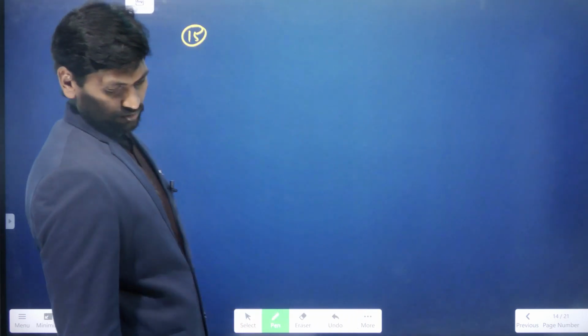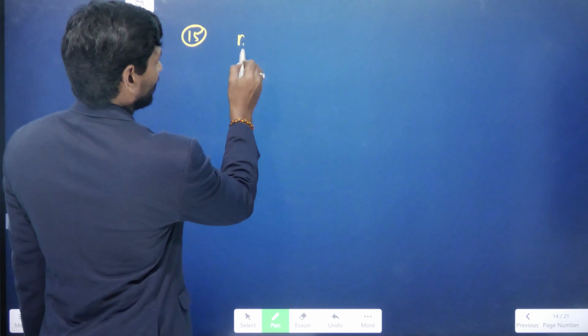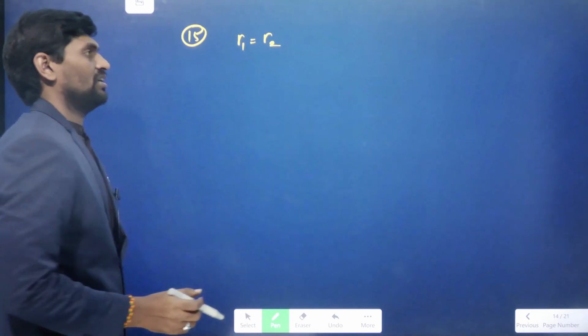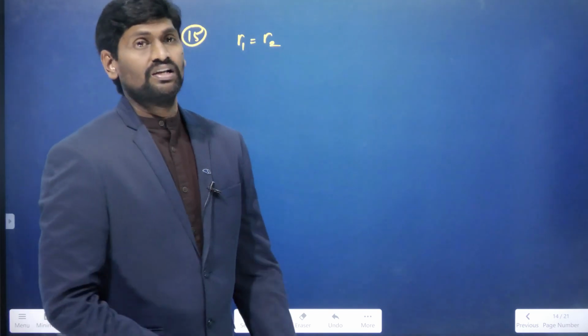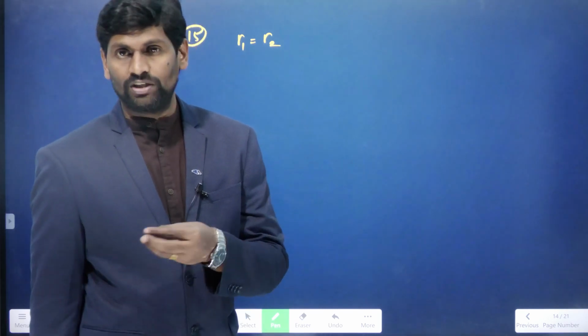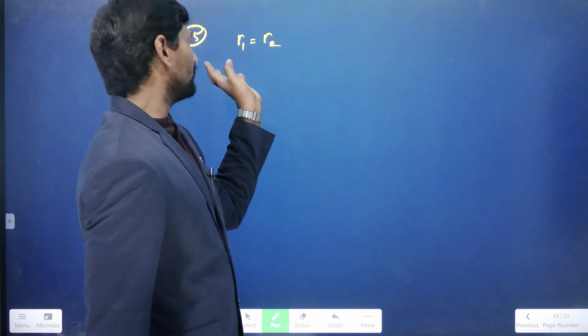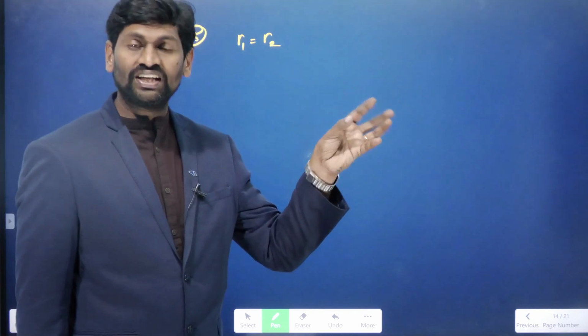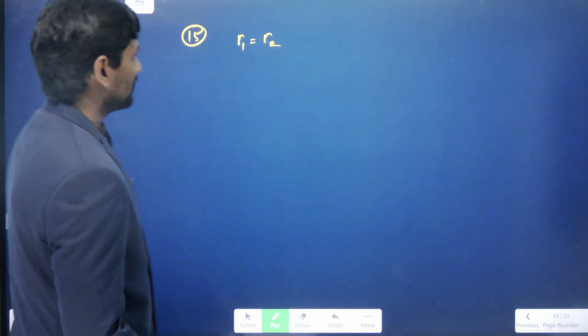Now the 16th question. Or else you can directly take, right, r1 equal to r2, why is it directly taken as an isosceles triangle? Because sides must be, here sides means small a, small b, small c, no? How do we consider r1 equal to r2 directly as an isosceles triangle? So let us see the proof for this.